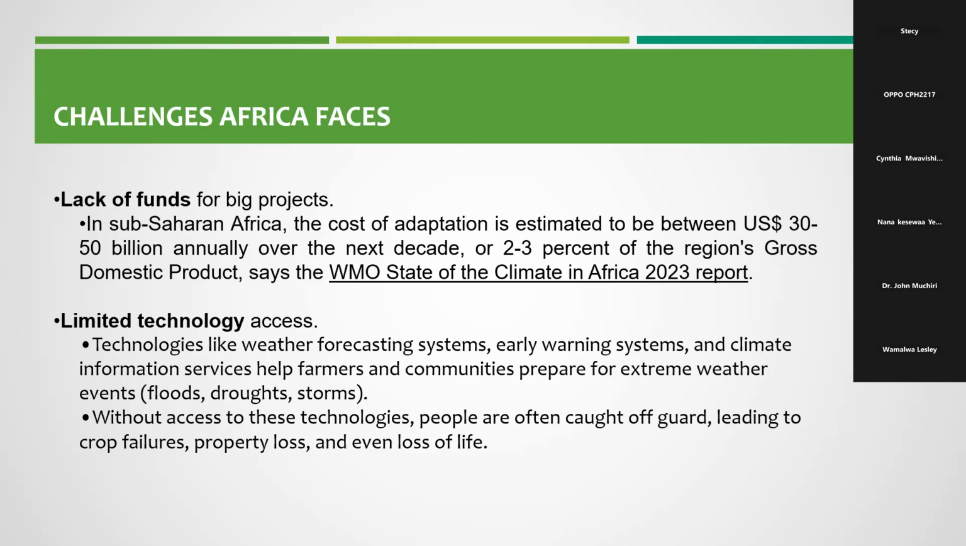This is a report from the World Meteorological Organization on the state of climate in Africa. This report is very, very recent, just in 2023. Every year, it's estimated that African countries throughout Africa are expected to spend some 30 to 50 billion US dollars annually just for climate change mitigation and adaptation. So the question is, where are we going to get the money from? That is a challenge. The other one has to do with the limited use of technologies. I was talking about the early warning systems. The question is, do we have them as Africans? We need a lot of money to be able to equip our meteorological services departments in such a way that they are able to give us real-time weather information.